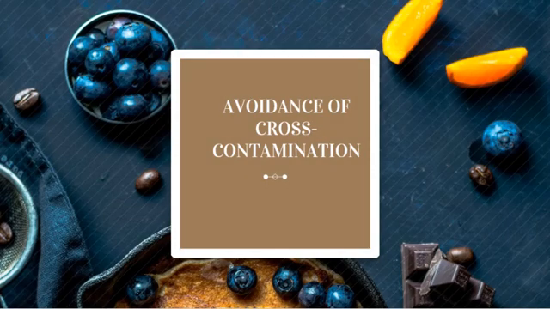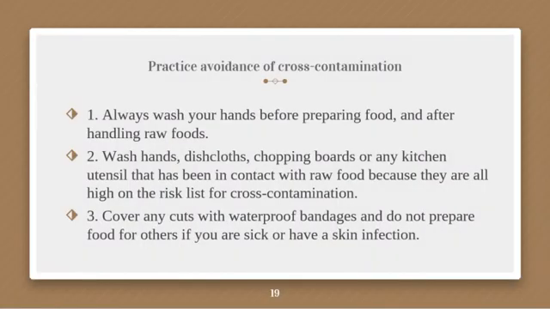Avoidance of cross-contamination. So we have to practice the avoidance of cross-contamination by always washing our hands before and after handling raw foods or before preparing food. Wash hands, dishcloths, chopping boards especially, or any kitchen utensil that has been in contact with raw food, because they are all high on the risk list of cross-contamination.